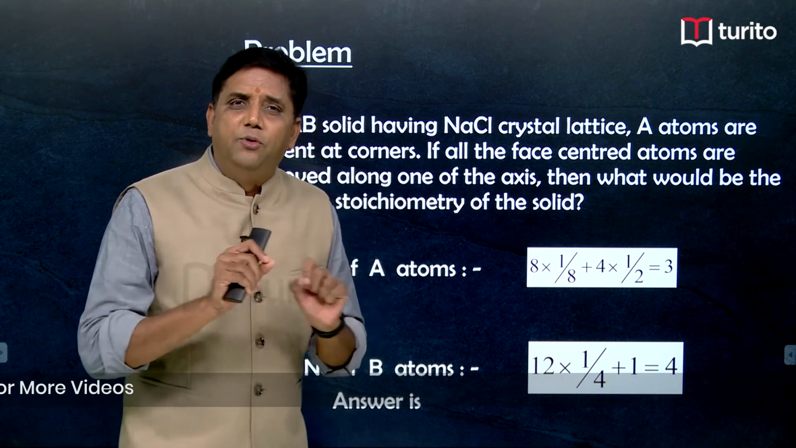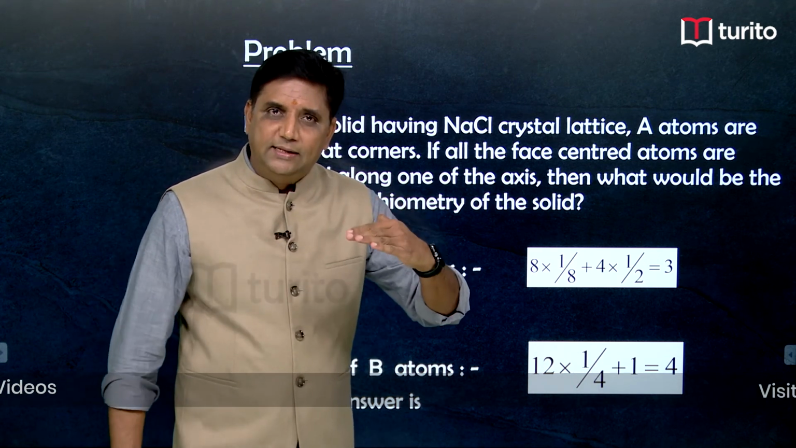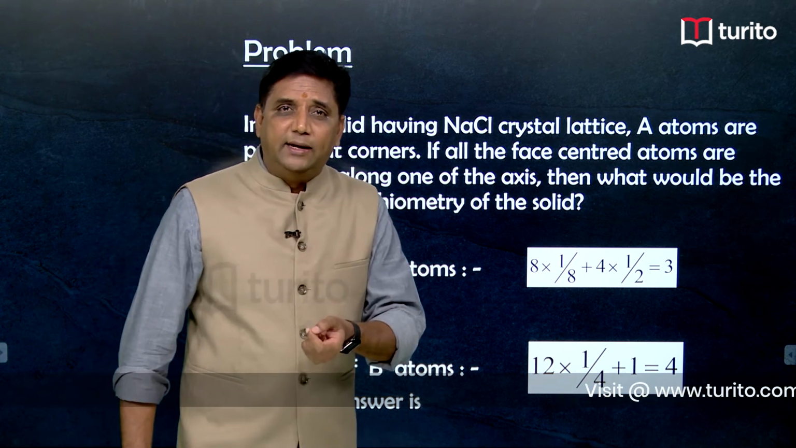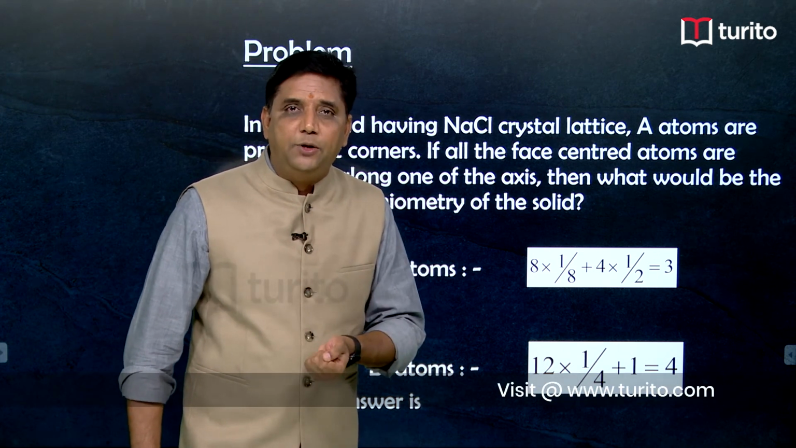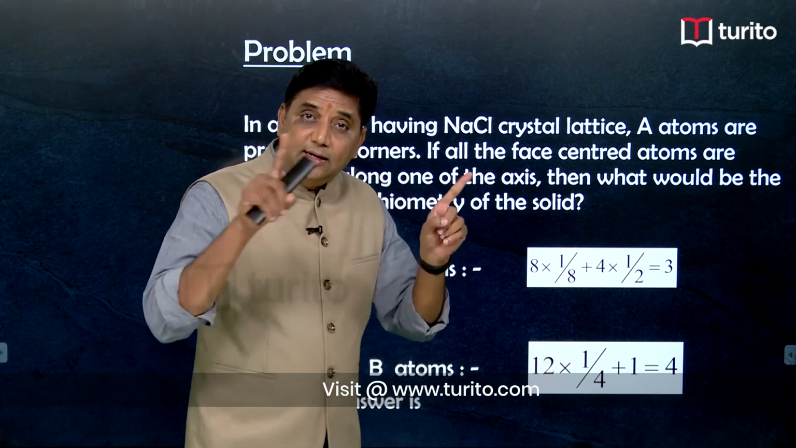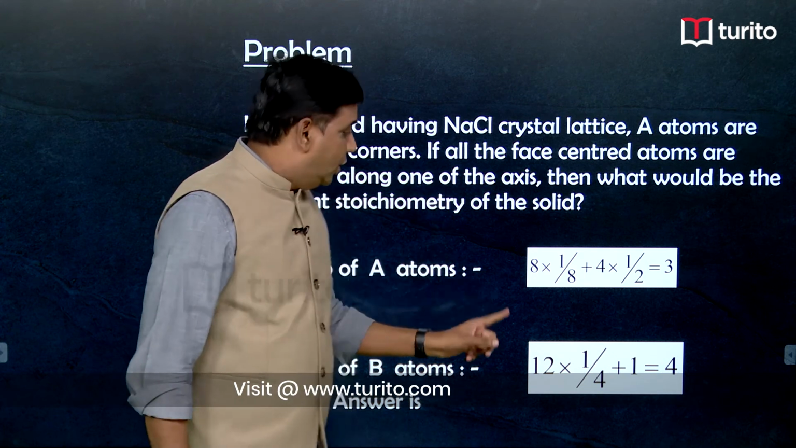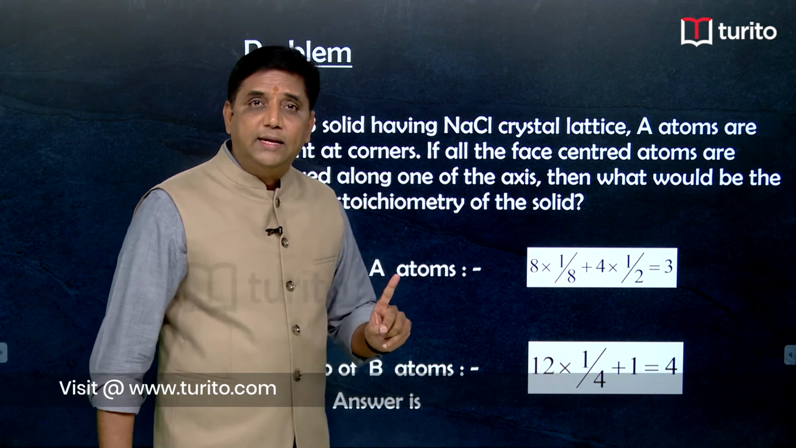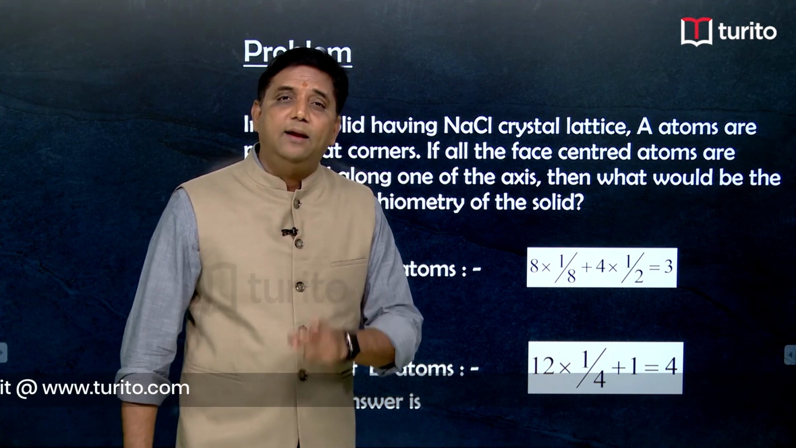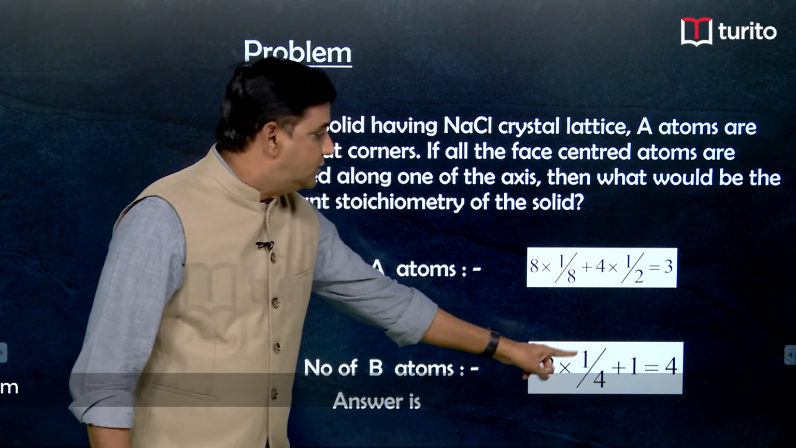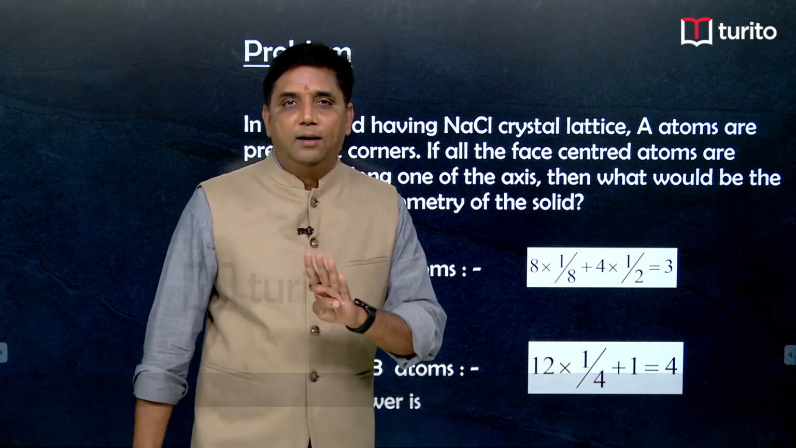But we have not removed any B atoms. They are present at the edge center as well as at the body center. If it is present at the edge center, what would be its contribution? Its contribution is 1 by 4. So, 12 edge centers are there, we have already seen, and 12 into 1 by 4 means 3, and 1 body center. If it is present at the body center, its contribution will be 1. So, 12 into 1 by 4 plus 1, there are 4 B atoms in total.